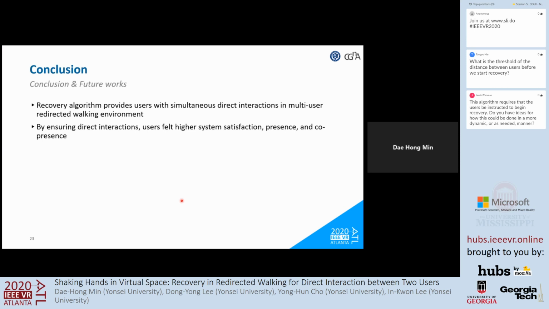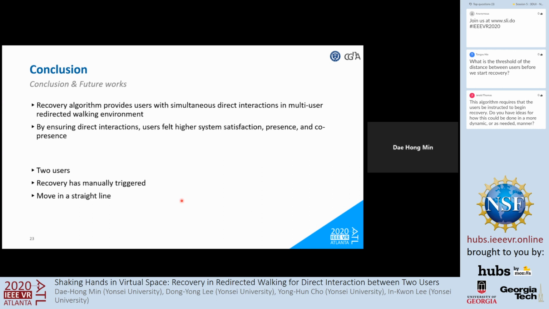In conclusion, we proposed a recovery algorithm that ensures simultaneous direct interaction in virtual and physical spaces in a multi-user redirected walking environment. Accordingly, users can be provided with higher system satisfaction, presence, and co-presence. However, the recovery algorithm only guarantees a recovered state between two users and has the limitation that the recovery signal must be triggered manually. Also, it can be used effectively only when walking in a straight line. For example, if there are obstacles in virtual space, the angle alignment reset can occur several times. We think that by improving these things in the future, we can further develop the recovery algorithm.